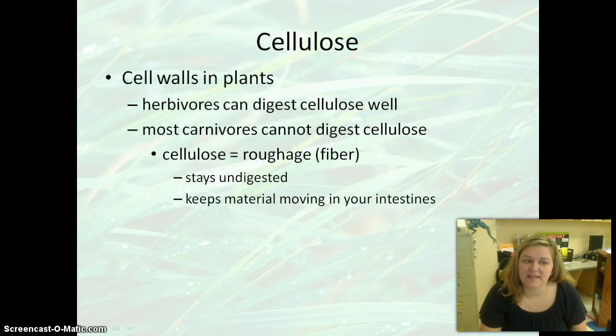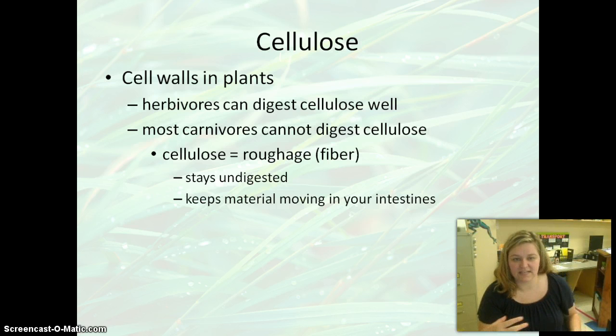Now, cellulose makes up the cell walls in plants. Herbivores are organisms that can digest the cellulose really well, but most carnivores can't. So we call this cellulose roughage or fiber. It stays undigested and it keeps material moving through your intestines. So even though we can't digest it, it's really good for us to eat it because it keeps everything flowing.